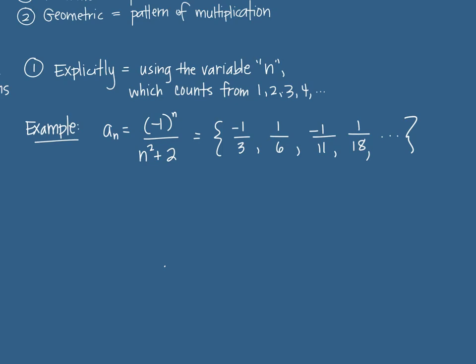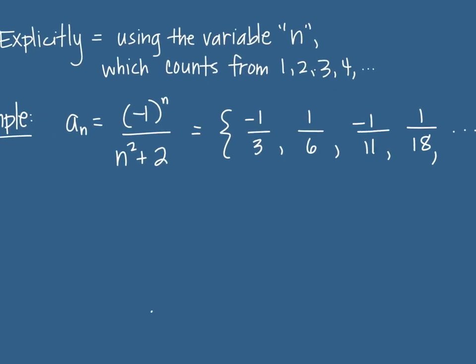The advantage of an explicit sequence is you can jump really far down the line of the sequence to a particular number with a great amount of ease. In other words, I can jump to the 100th term simply by plugging in the number 100. What will the numerator be for the number 100? It'll be 1 because it's a positive, it's an even number.